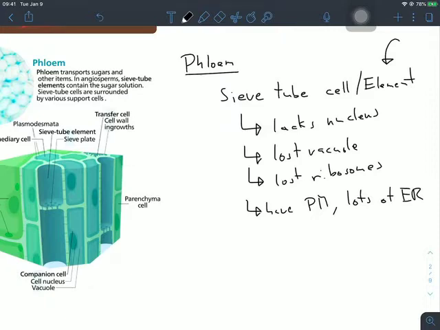Now, the reason why the sieve tube cell lacks a nucleus and has lost its vacuole and its ribosomes is because you want to hollow out as much space, minimize obstacles for sugar, for the movement of solutes throughout the cell. Therefore, you get rid of every piece of furniture that isn't directly involved in moving sugar, like the nucleus, like the vacuole, like those ribosomes, and keep that plasma membrane and endoplasmic reticulum so that way you can really maximize sugar and mineral movement.